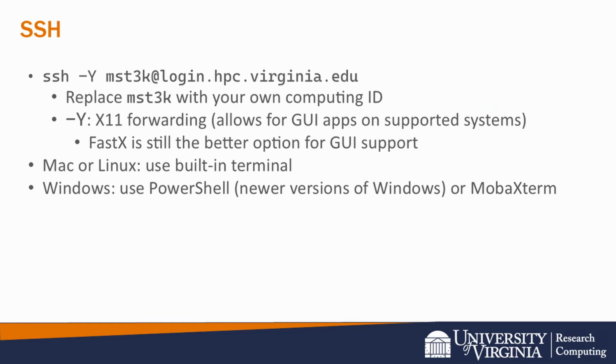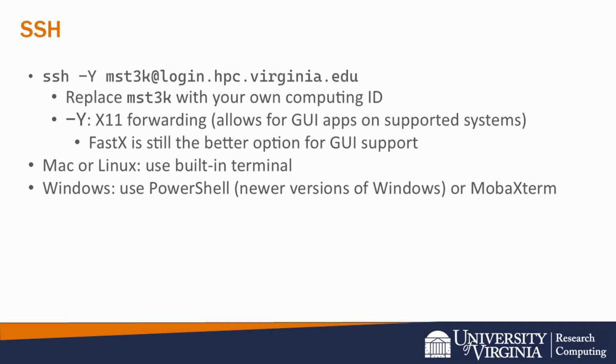The last method of accessing HPC is connecting through the terminal using SSH. You would use this command, ssh -Y, your computing ID at login.hpc.virginia.edu. The -Y option enables X11 forwarding, which allows you to use GUI applications through the command line on supported systems. However, it's slower than using FastX, which we recommend for GUI applications.